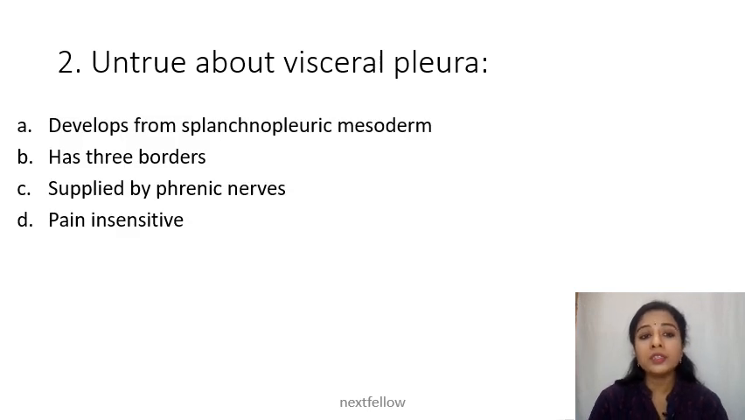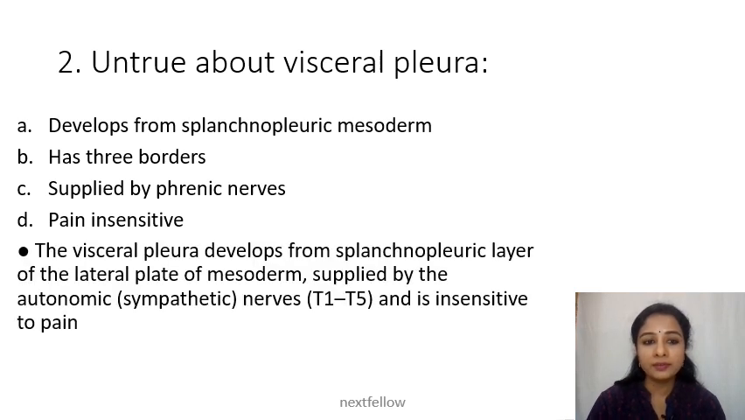And the visceral pleura develops from splanchnopleuric mesoderm, we know that. And what is untrue? It has got 3 borders, is supplied by the phrenic nerves, and is pain insensitive. Can you all guess the answer? So of course the visceral pleura is from splanchnopleuric mesoderm, that is true, and it's supplied by the autonomic nerves, not by the phrenic nerve. So this is untrue. And it has got 3 borders and it is insensitive to pain because it doesn't contain pain receptors. So this completes the anatomy of the pleura. Thank you.